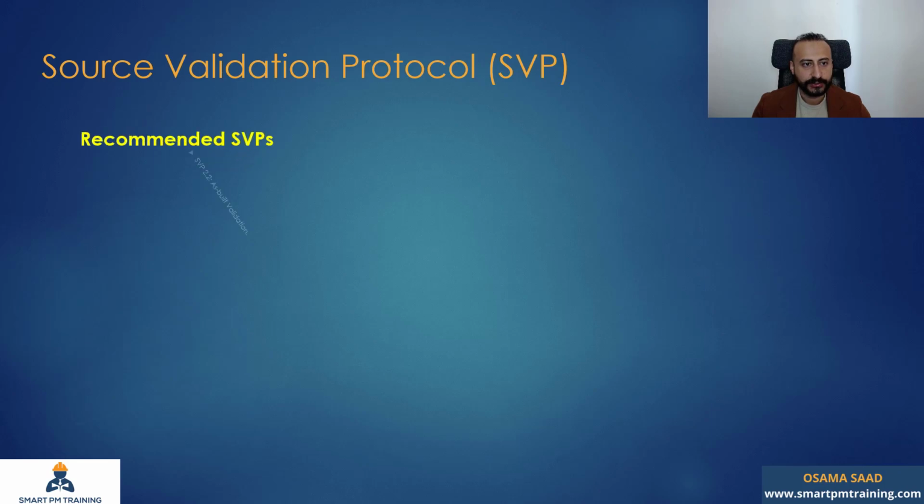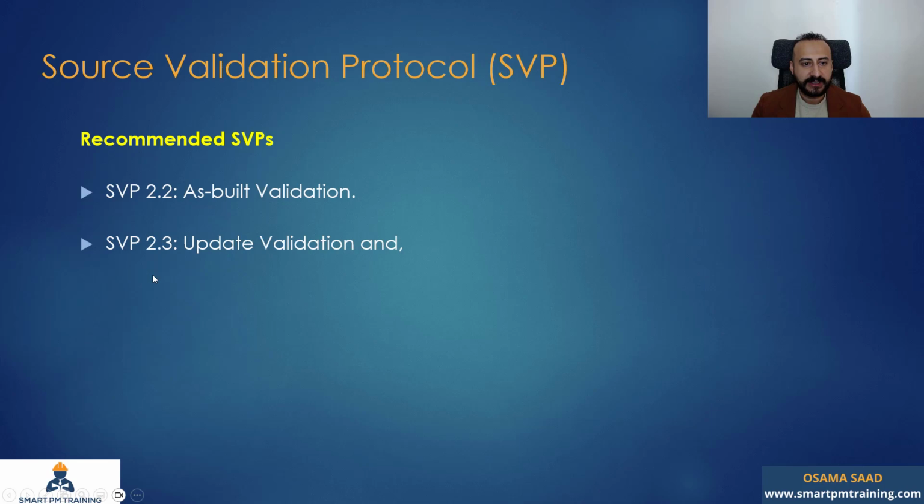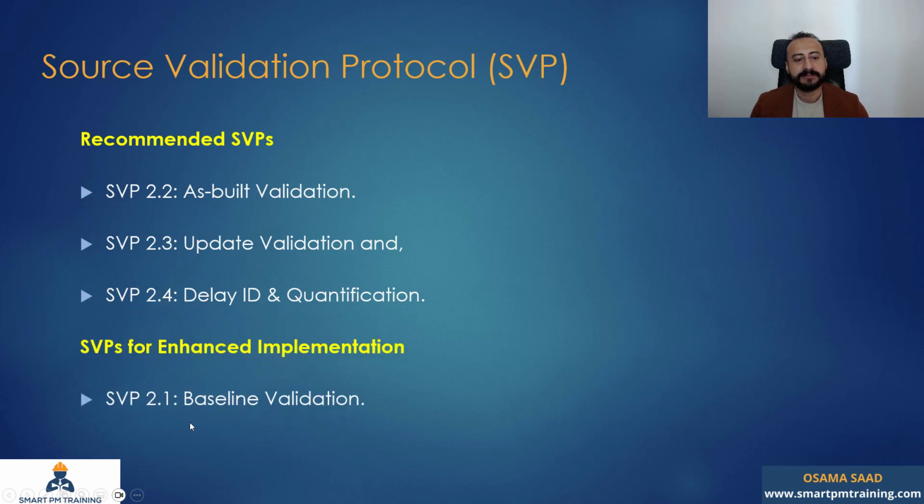Source validation protocols. Again, you need as-built, you need update validation as well, and I'm going to explain why. So that's the only difference. You need delay ID, and under enhanced implementation you need a baseline. In the 3.8, the update validation was under the enhanced implementation, but in the 3.9 it's one of the, let's say, minimum requirements or recommended SVPs.